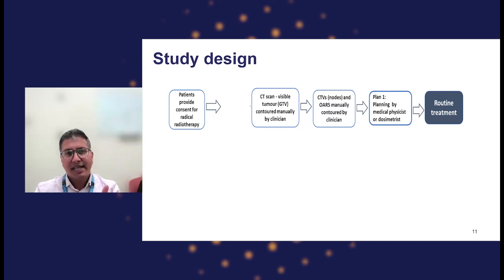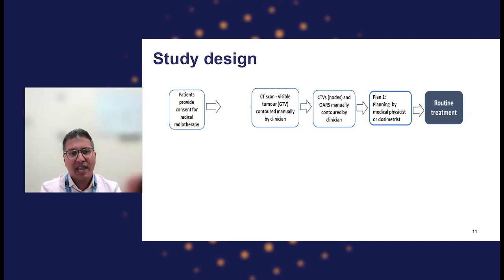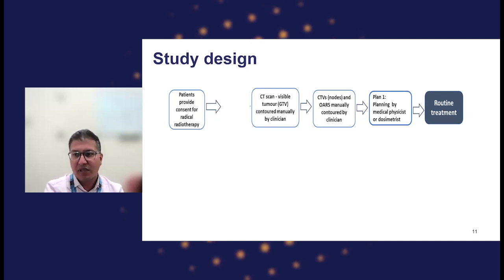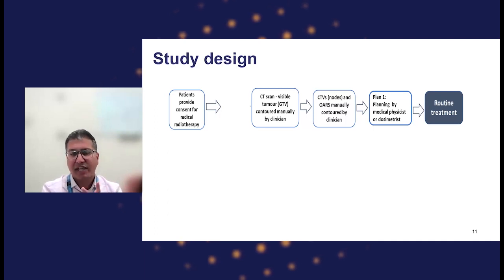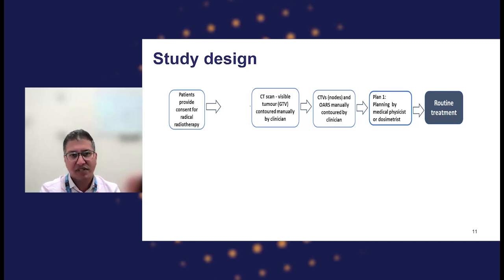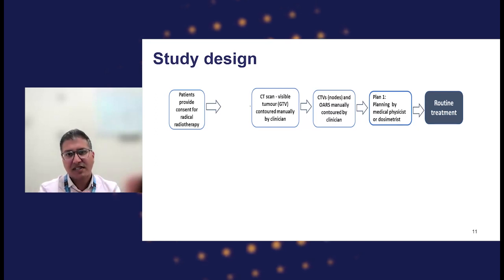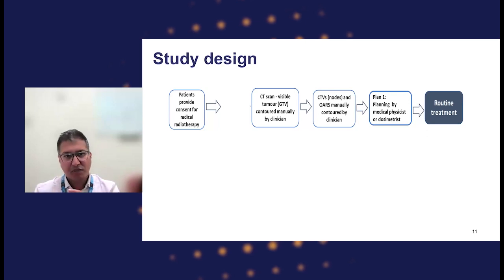But we know in a standard pathway, the CT scan is taken. People eligible for this are anyone who's going to be having radical treatment for head and neck cancer, cervical cancer, or prostate cancer. So these are patients who've already consented to receive radiotherapy with curative intent. The CT scan is done, the GTV is contoured, and then the nodes and the organs at risk, and then they go to planning, and the patient gets treated. So that pathway is going to be timed.